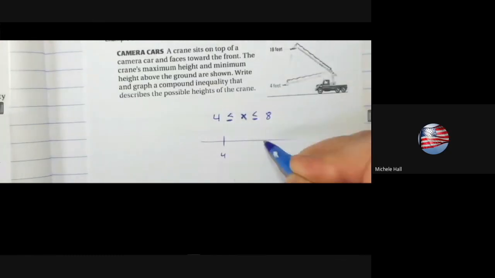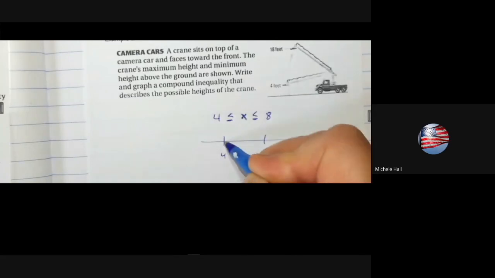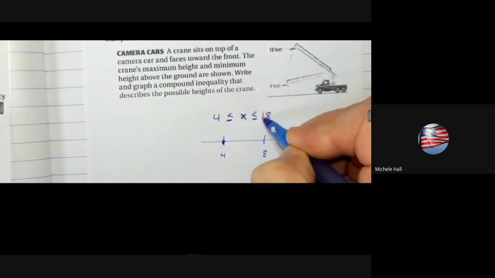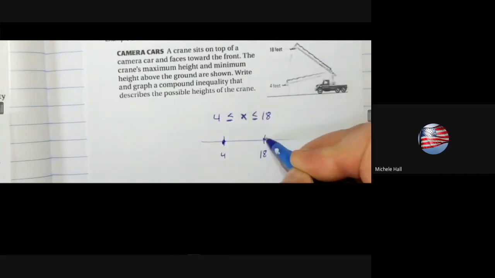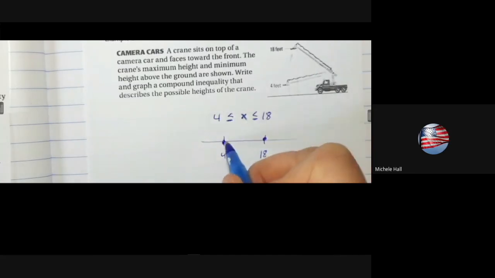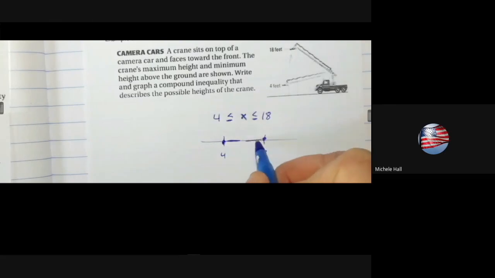Again, my number line goes from least to greatest. It can be 4 feet and it can be 18 feet. x is greater than or equal to 4 and less than or equal to 18.